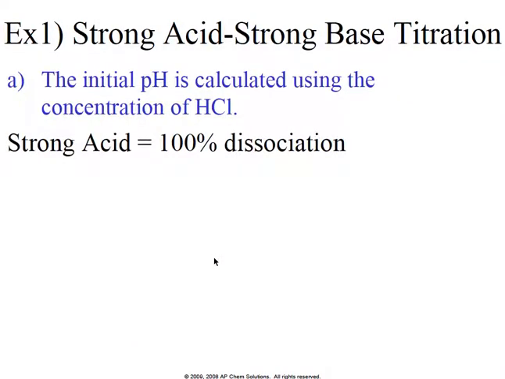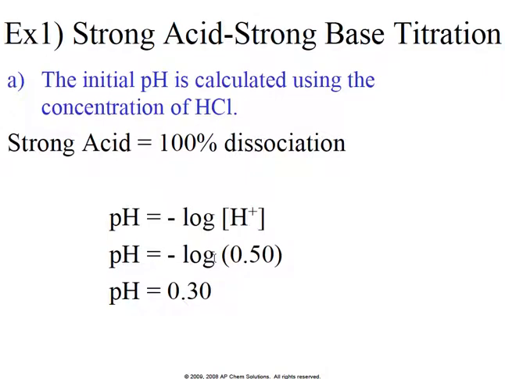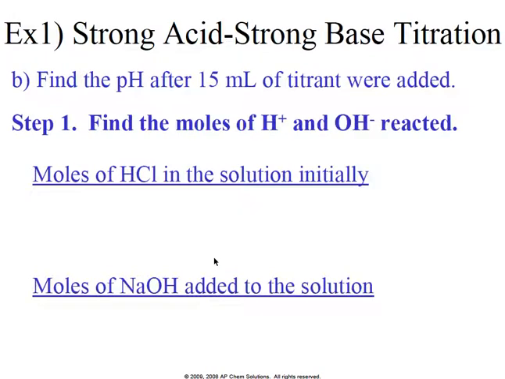First, we're going to find the initial concentration of H+ to find the pH. Remember, strong acids dissociate completely, so the HCl will become H+. Whatever amount we have as HCl, we have that amount of H+. So the HCl is 0.5 molar, which means we have a 0.5 molar concentration of H+ also. To find the pH, we take the negative log of 0.5, which gives a pH of 0.3.